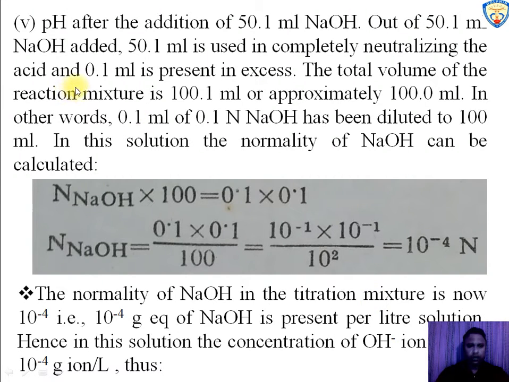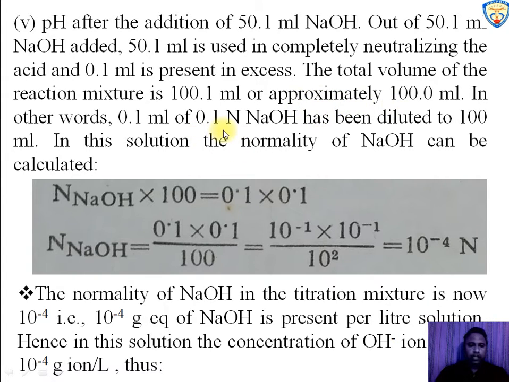In point 5, the pH after addition of 50.1 ml of NaOH. At this point, 50.1 ml NaOH reacts with 50 ml of HCl, and 0.1 ml of NaOH remains in excess, and the total volume of solution will be 100.1 ml. For calculation we take 100.1 ml or approximately 100 ml.